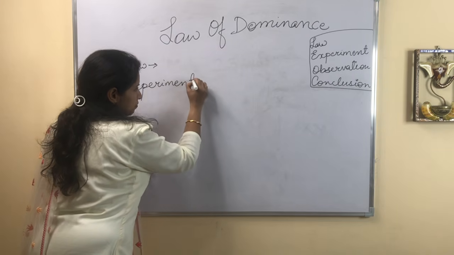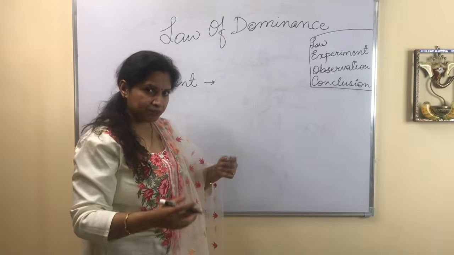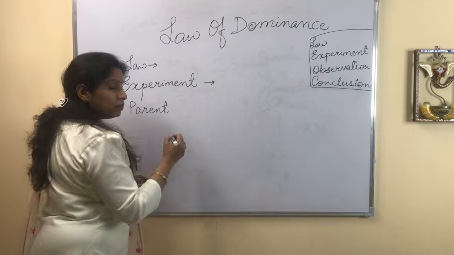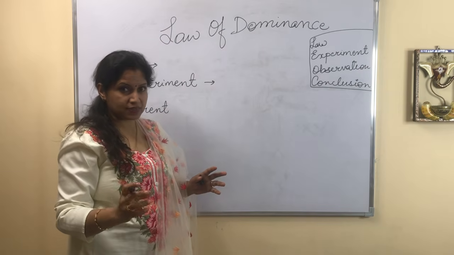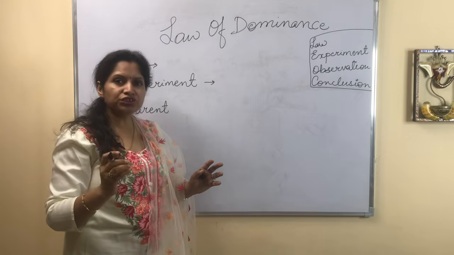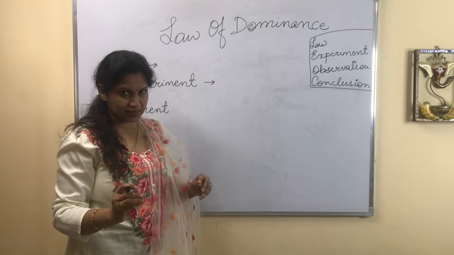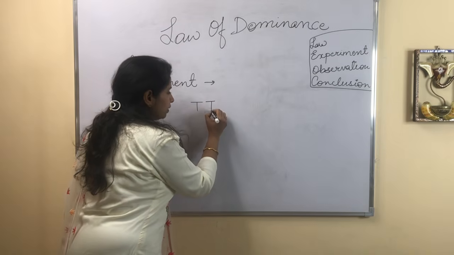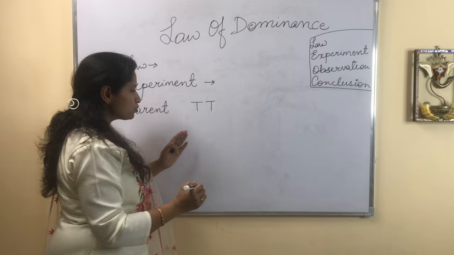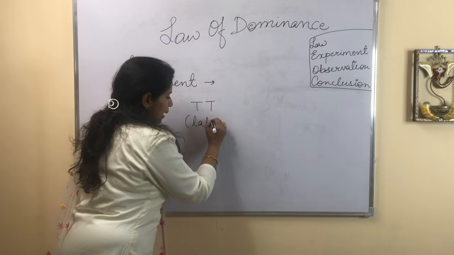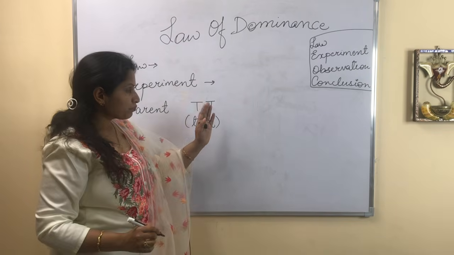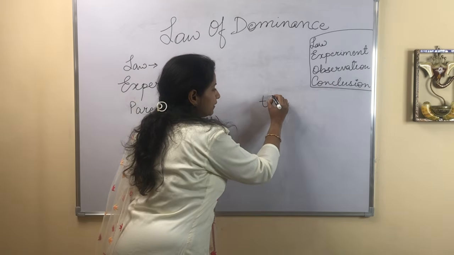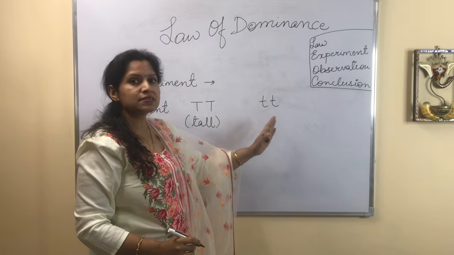So what experiment did Mendel do? What he did, he took parent plants, and the parent plants were homozygous plants. Homozygous means that both the genes were exactly the same. So he took one plant that was tall. A tall plant will be represented by capital T, capital T. Then the other plant that he took was a dwarf plant, that was small t, small t.